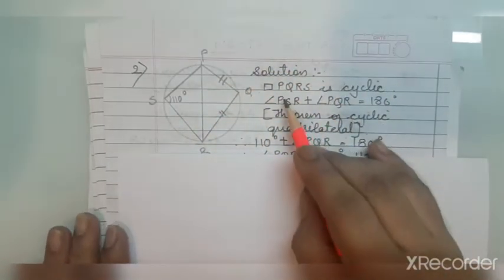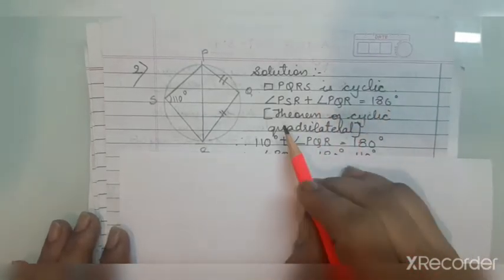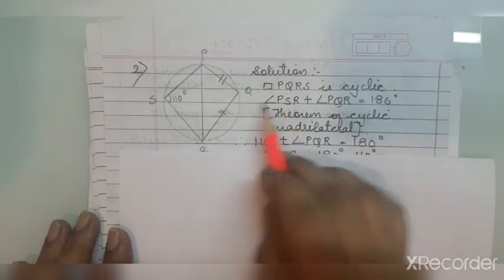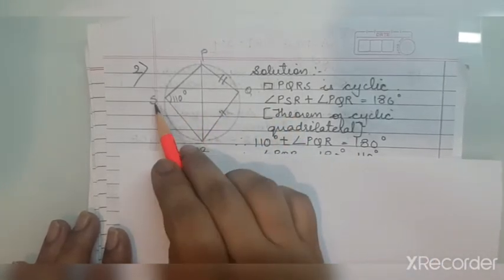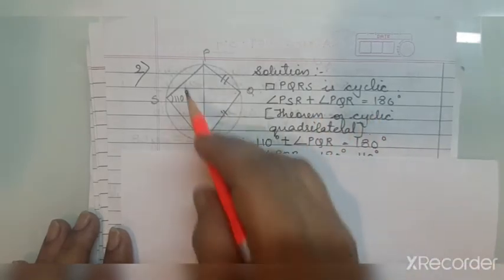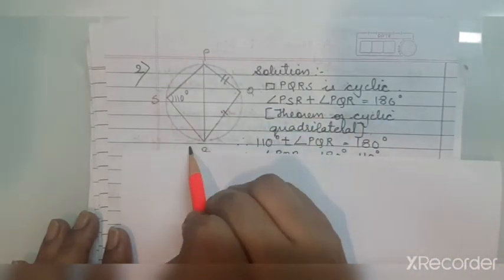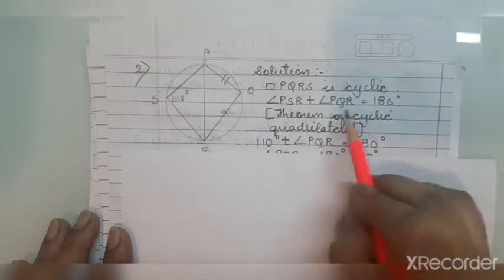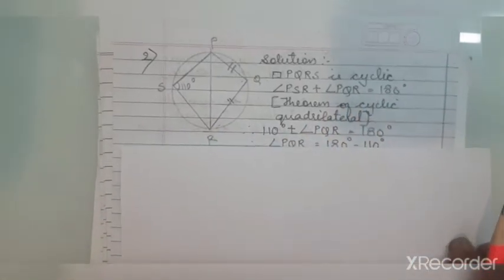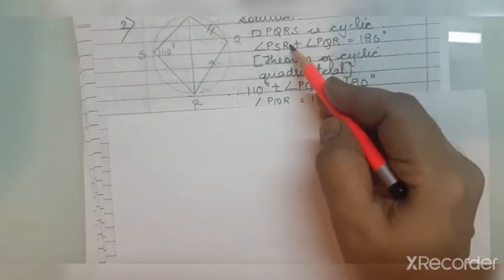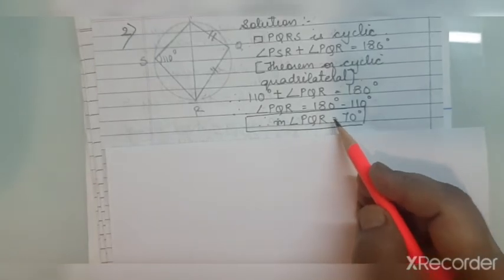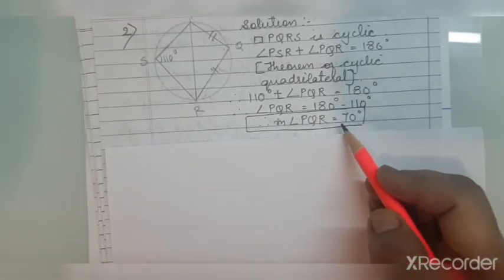So same thing, quadrilateral PQRS is a cyclic quadrilateral. Then, therefore, by using the theorem of cyclic quadrilateral, we will write the opposite angles, angle S and angle Q: angle PSR plus angle PQR is equal to 180 degrees. Try to write the full name of the angle. Now out of this we know angle PSR is 110. We substitute and we get the answer, that measure angle PQR is 70 degrees. This is the first thing that was asked.